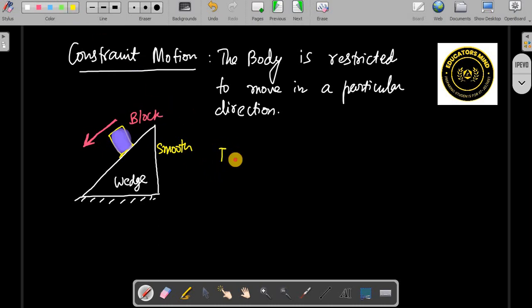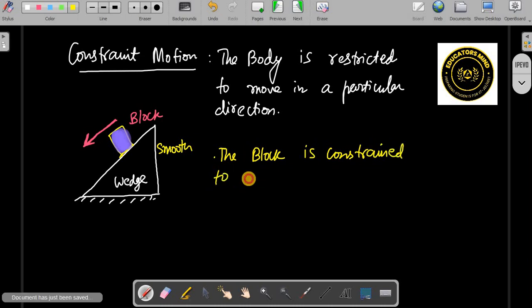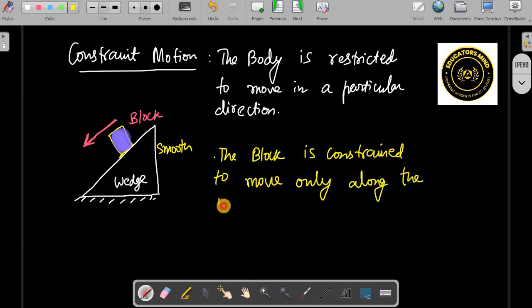So here the block is constrained to move only along the inclined plane. That means it has to move only either down or up. In the perpendicular direction it can never move. In the perpendicular direction the forces must be balanced.